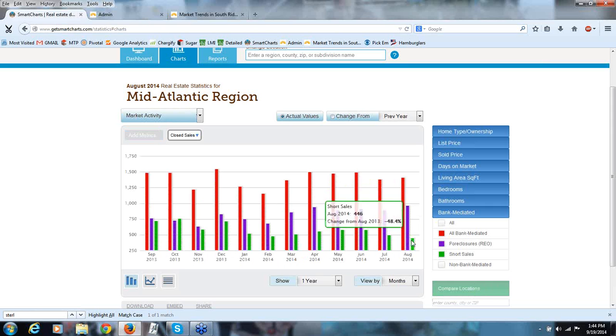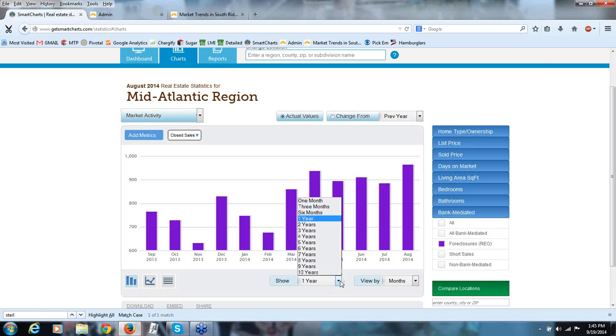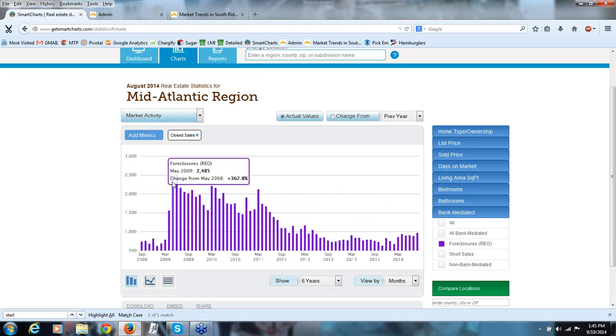So this plus this, short sales plus foreclosures, equals all bank mediated. Non-bank mediated just means standard sales. Short sales are where the seller is trying to sell their home for less than the amount of mortgage they have left. And foreclosures means banks have already taken over the property. The previous homeowner is no longer involved, and so they're bank mediated. They're REO, real estate owned by banks. If we look at this over time, this is for all Mid-Atlantic, we can see just how far we've come from the really bad times in 2009. For the most part, we're back in a more reasonable territory.